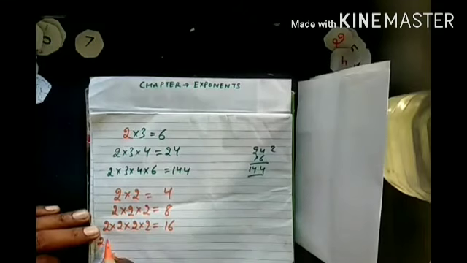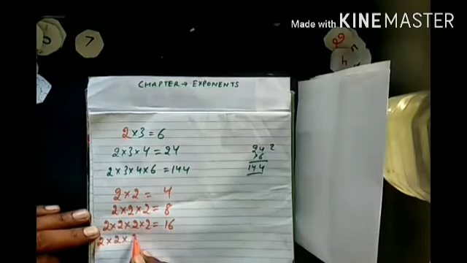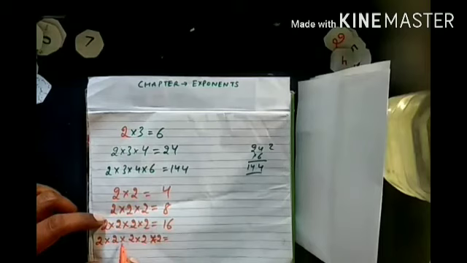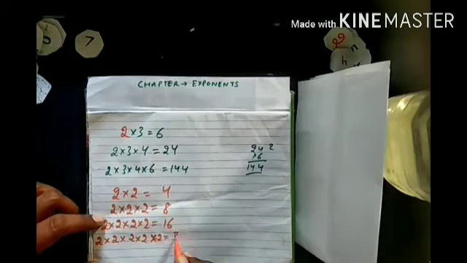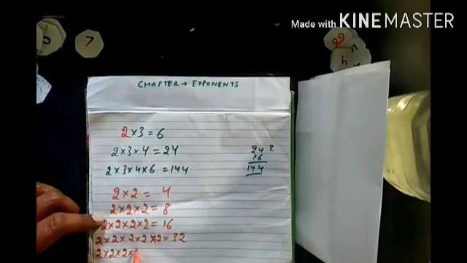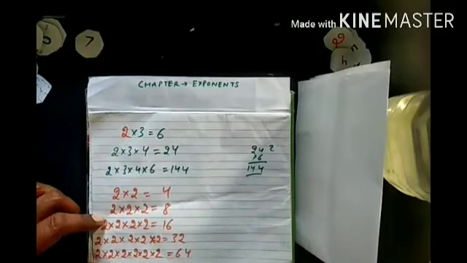And in the same way, I will follow the same pattern. 2 multiply 2 multiply 2, 8 multiply 2, 16. 16 multiply 2, that is 32. Then 2 multiply 2 multiply 2, 2, 2 and 2, 1 2 3 4 5 6. Here 2 is multiplied 6 times, so the answer is 64.